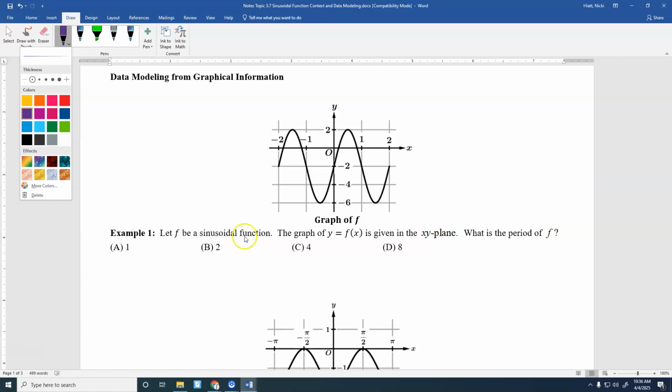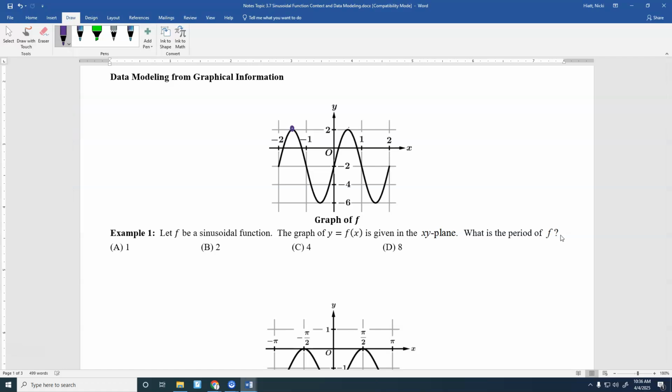So it says let f be a sinusoidal function. What is the period of f? So looking at that graph, we're looking for the period of f. What do you guys think? Okay, 2. So you definitely can go from maximum to maximum. This looks like it's negative 1.5. This is 0.5. So always do your highest one minus your lowest one, 0.5 minus negative 1.5. That becomes positive and gives you 2. So that looks good.